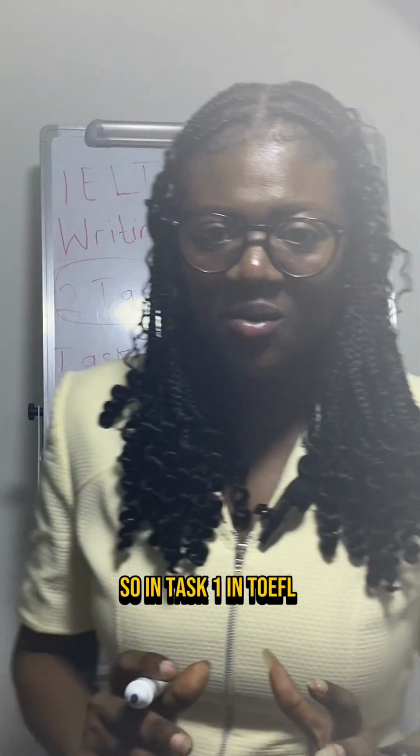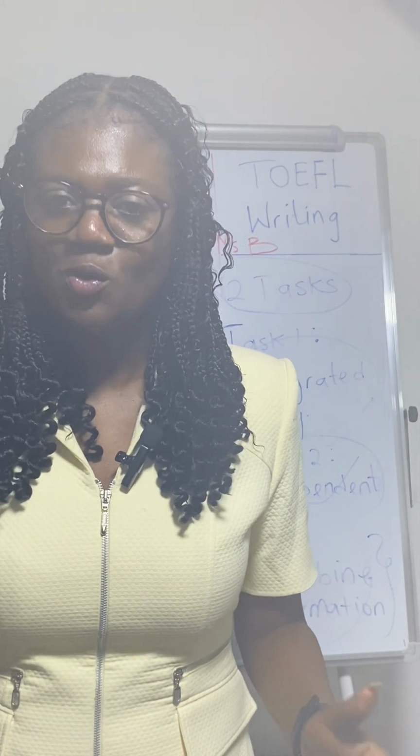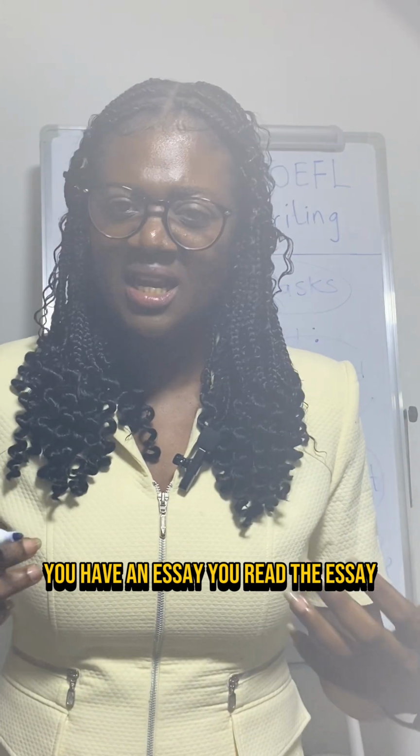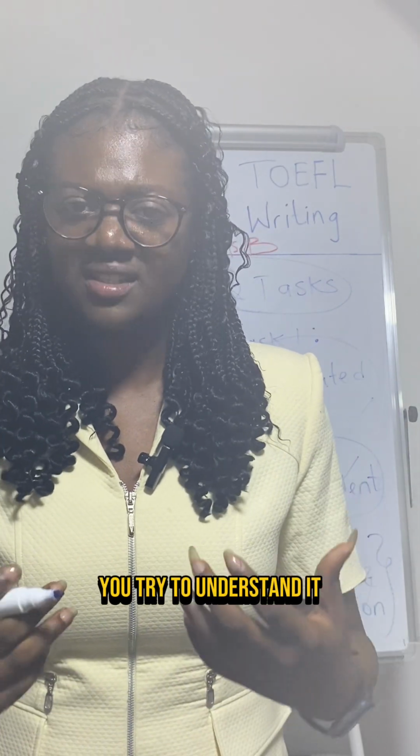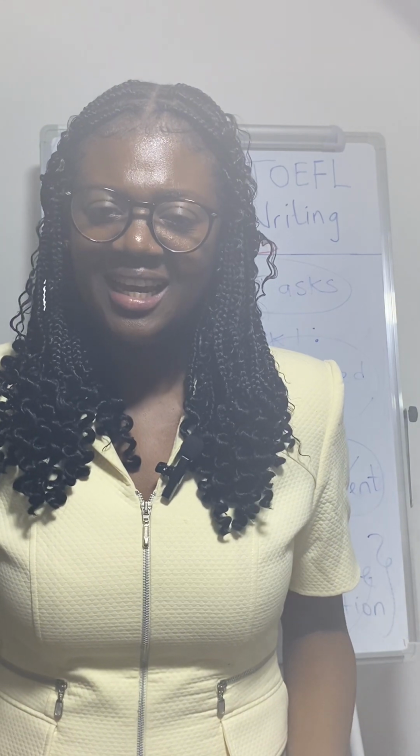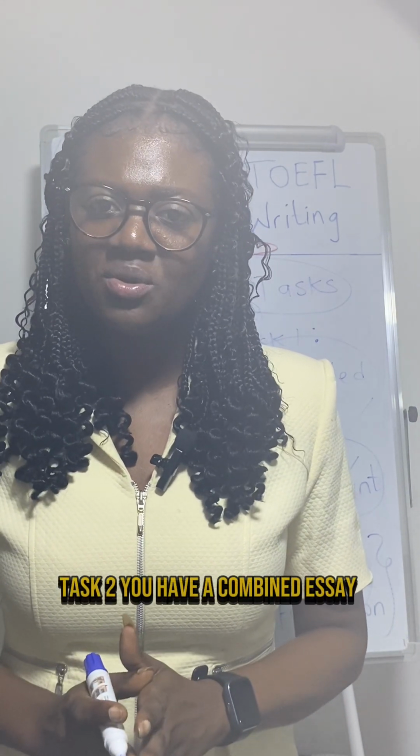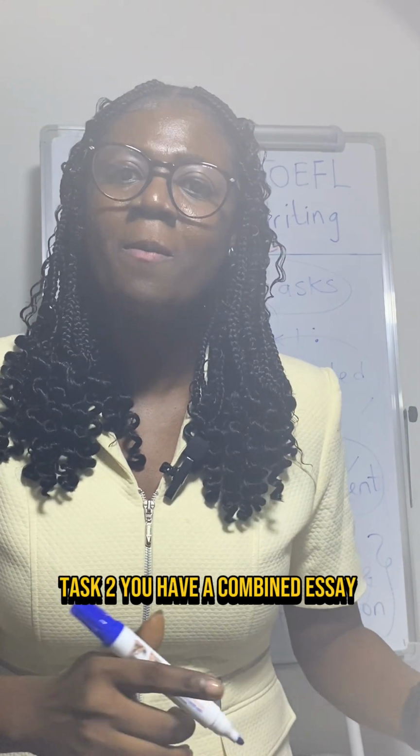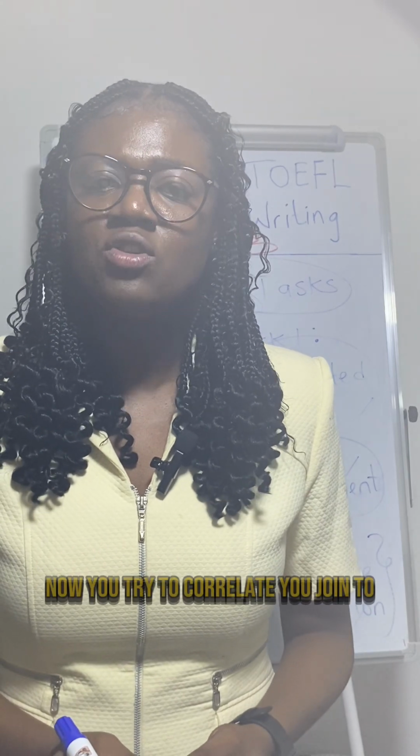So in task 1 in TOEFL, you have an essay. You read the essay. You try to understand it. You try to have a better comprehension about that. And once you have clarity, what do you do? Task 2, you have a combined essay. Now you try to correlate, you join 2.